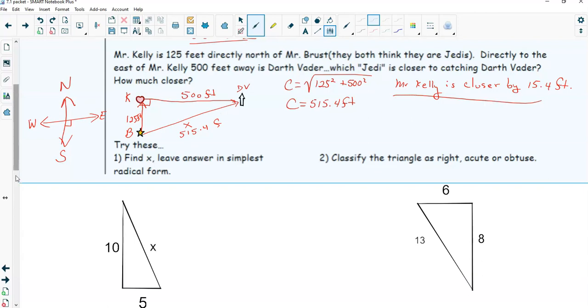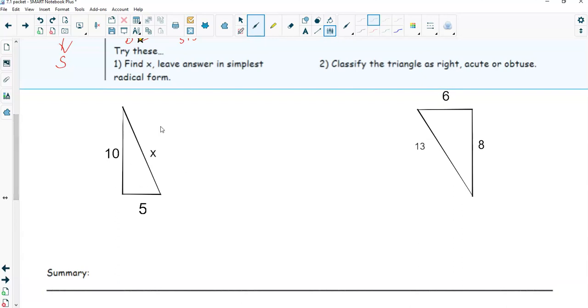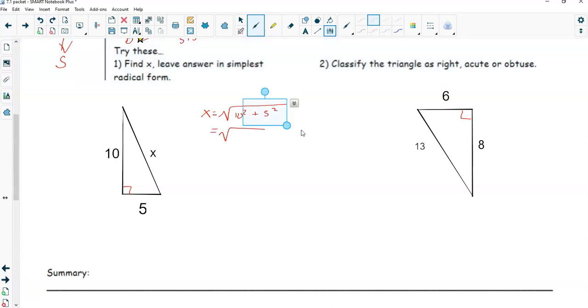Okay, so let's try the last two. Right here, find x, leave answer in simplest radical form. Again, x is my hypotenuse, because that's my right angle, so make sure you draw them like that. Okay, so I have that c, or x, is equal to the square root of 10 squared plus 5 squared. That means that's 100 plus 25. That means that's the square root of 125.